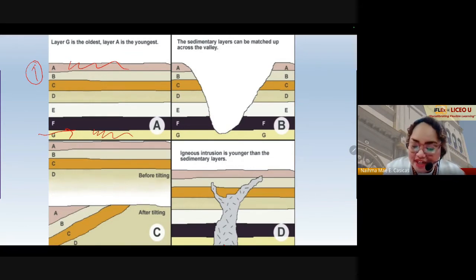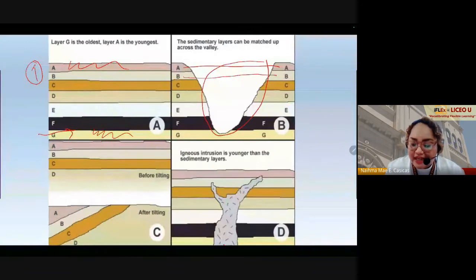Now, the second one is when your layers of rocks have a crater, so it is cut. When they match up, it is understandable that they will be in the same layer a long time ago. But then again, a crater formed. There might be a lot of reasons why this happened, so it really depends.